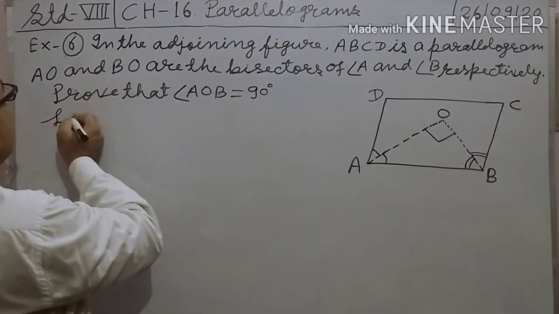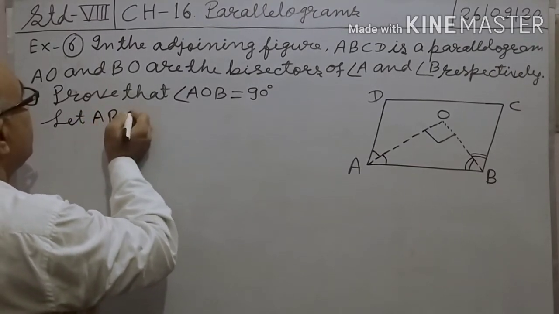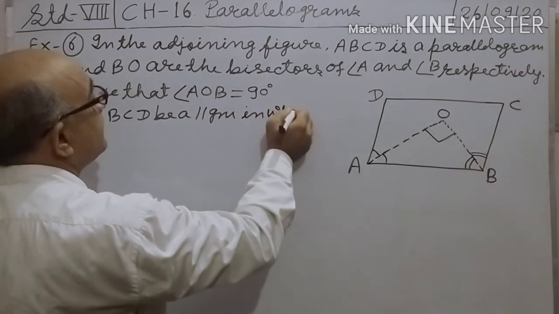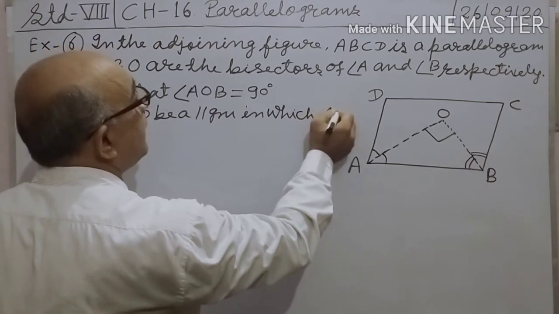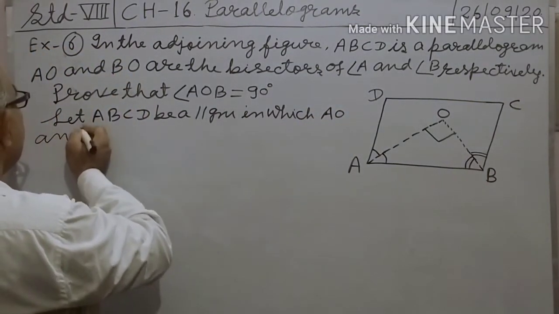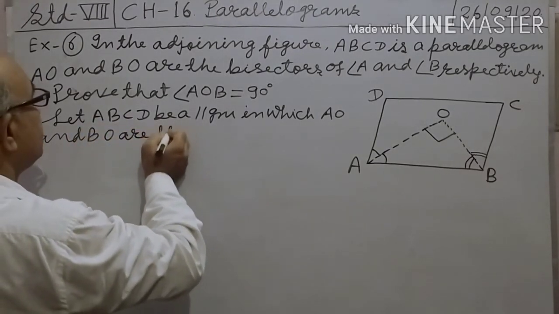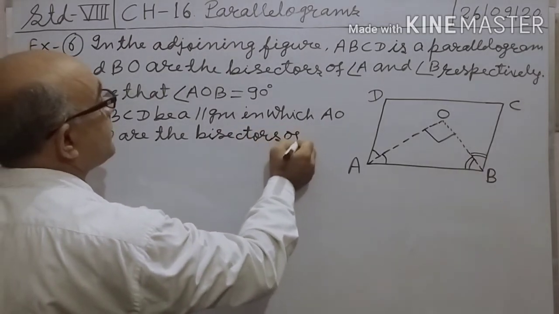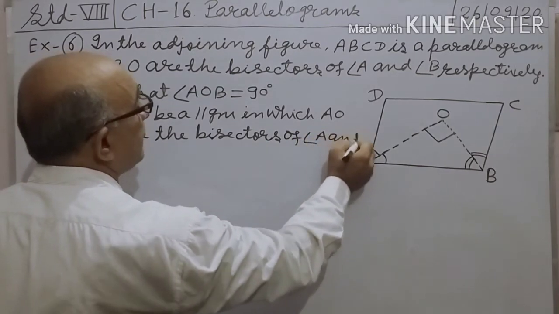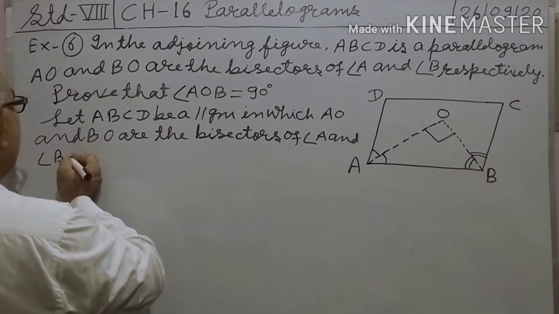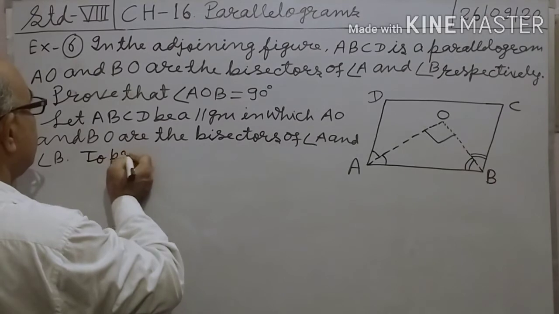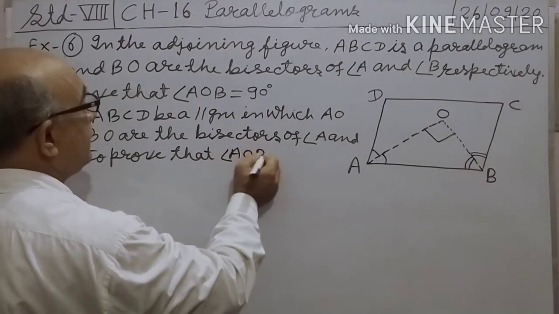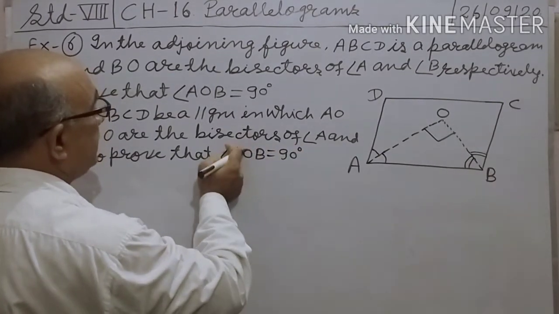So let ABCD be a parallelogram in which AO and BO are the bisectors of angle A and angle B. To prove that angle AOB equal to 90 degree.